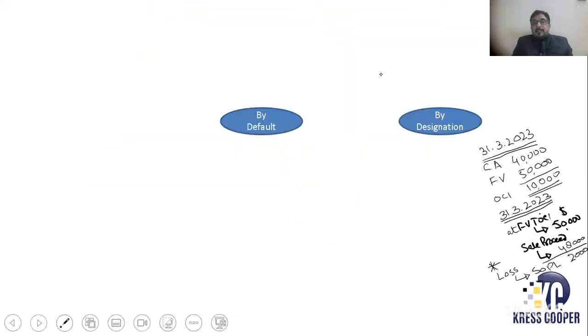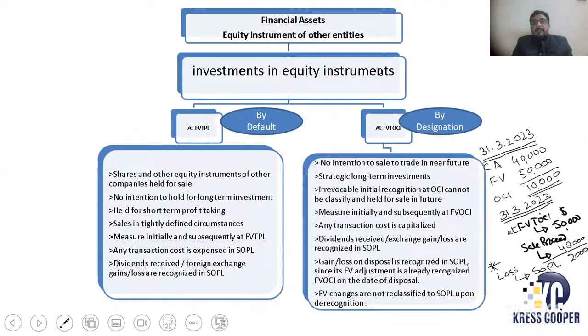This is explained in this slide: all the investments that we are holding for trading purposes, short-term purposes, etc., will be at fair value through profit or loss. But if the intention is not trading in the near future and it is a strategic long-term investment, you will designate it for the longer term to be measured at fair value through OCI.